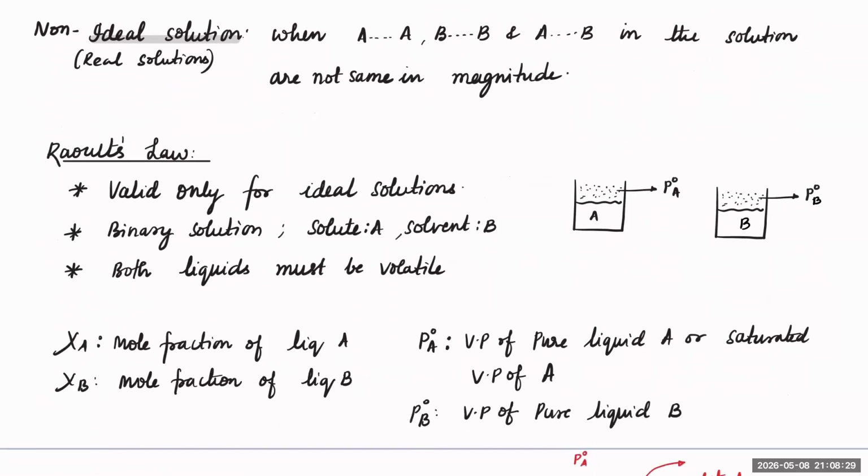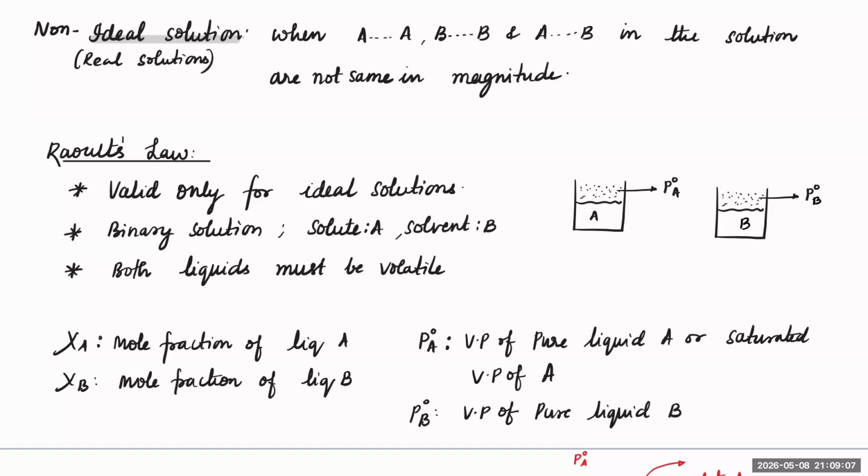All right. Now let's understand what are non-ideal solutions. See, if at all we have AA interaction, BB interaction, and AB interaction, but they are not same in magnitude, then we say they are real solutions or non-ideal solutions. First, we will try to figure out what parameters and what types of equations we can derive for ideal solutions, and then we can apply the same for real solutions also.